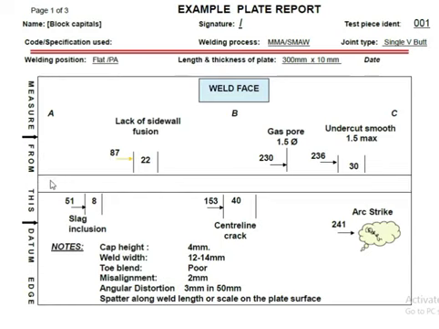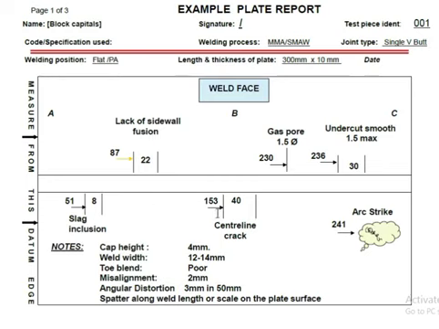Now you have to see this is your weld. From here to here this is the weld. This is the datum line, you have to measure from here to 51 mm for the slag inclusion. What is the length of the slag inclusion? 8 mm. Same here, you can see above 87 mm from here, and 22 mm is the lack of sidewall fusion. So you have to measure this way.